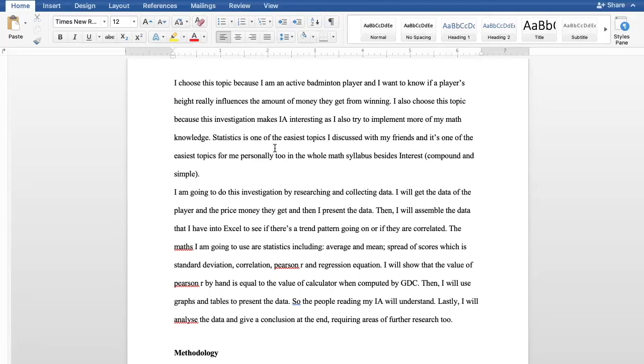Statistic is one of the easiest topic I discuss with my friends, and it is one of the easiest topic for me personally too, in the whole math syllabus beside interest. Do you think you should include this sentence? Is it necessary, sir, to put that? No, right? Well, in this IA, I cannot really make the decision. It's supposed to be the student making the decision, but this can be tricky.